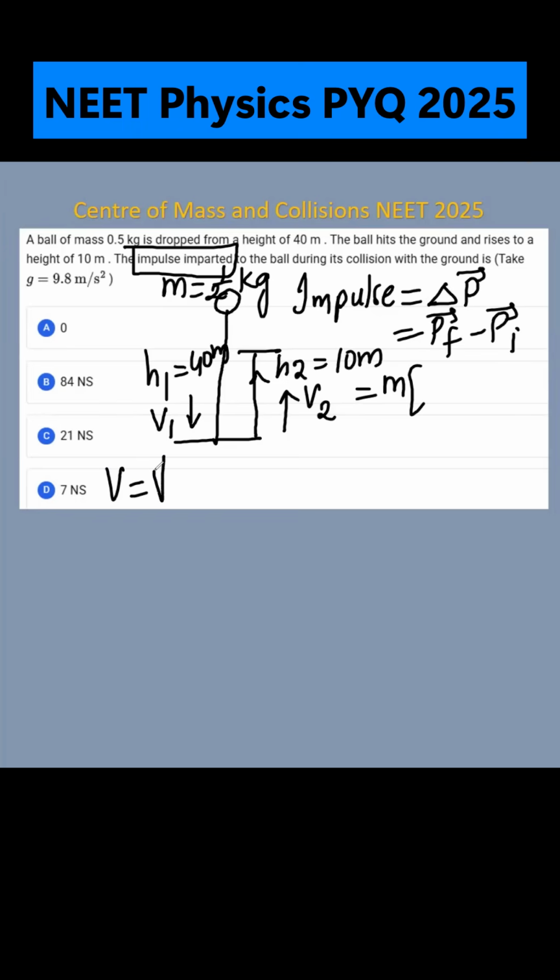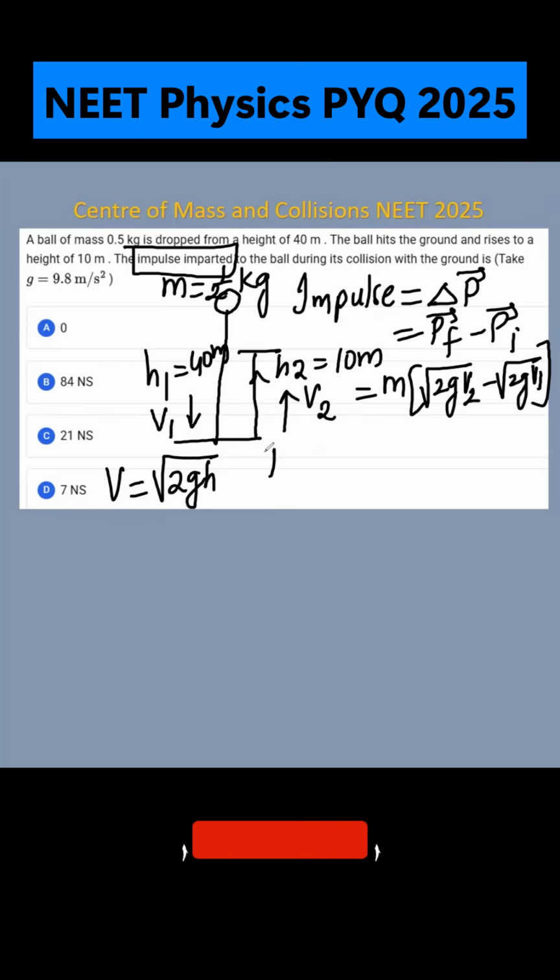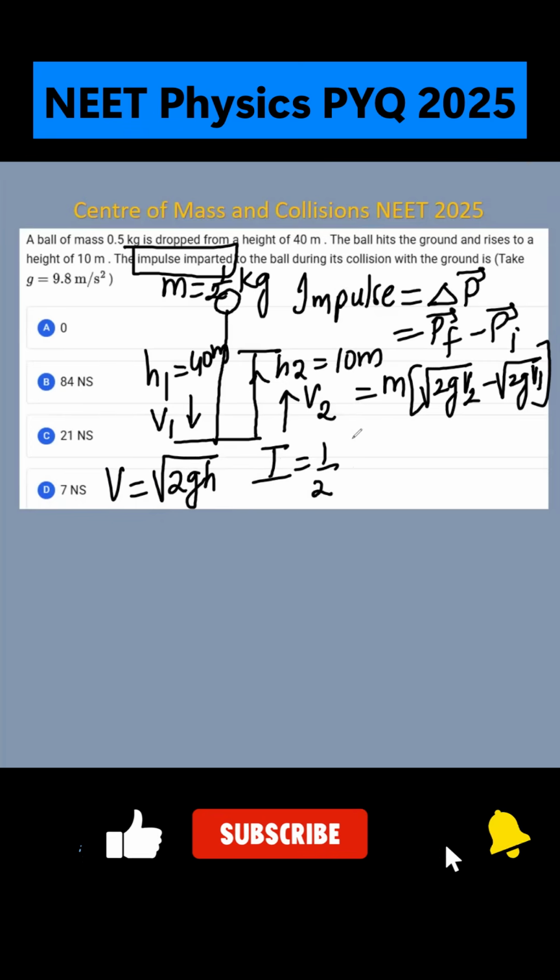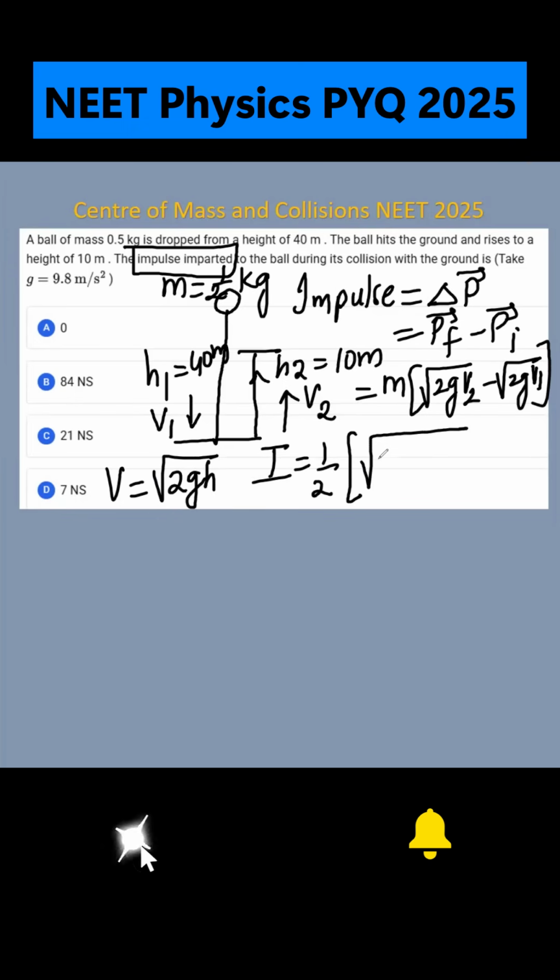But for a freely falling body when it reaches the ground, or for a body projected up, velocity will depend on v, which is equal to under root 2gh. So here it would be root 2g h2 minus root 2g h1. This is the formula. So the change in momentum, or the impulse, is mass, that is half, into root 2 into 9.8 into 10 minus root 2 into 9.8 into 40.